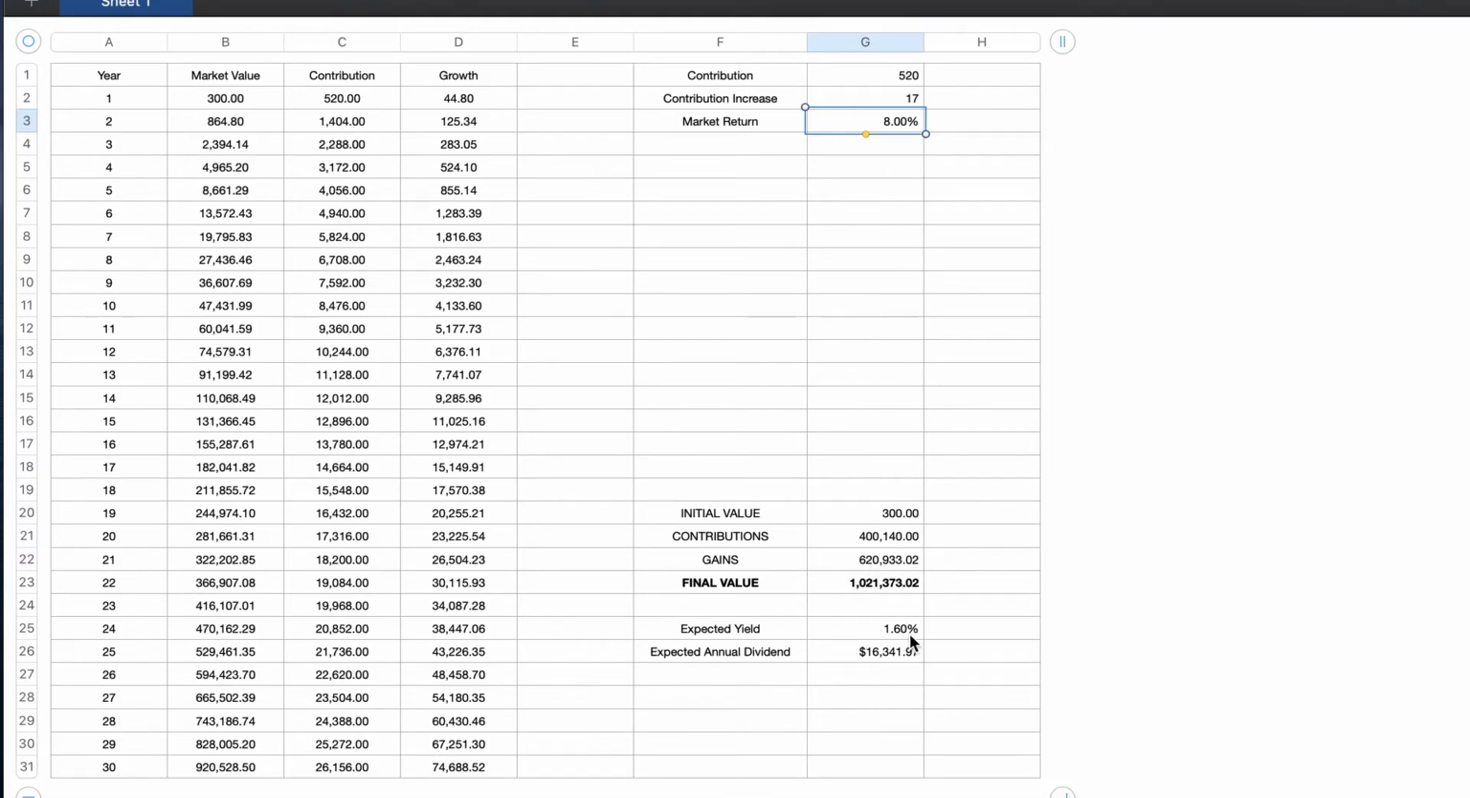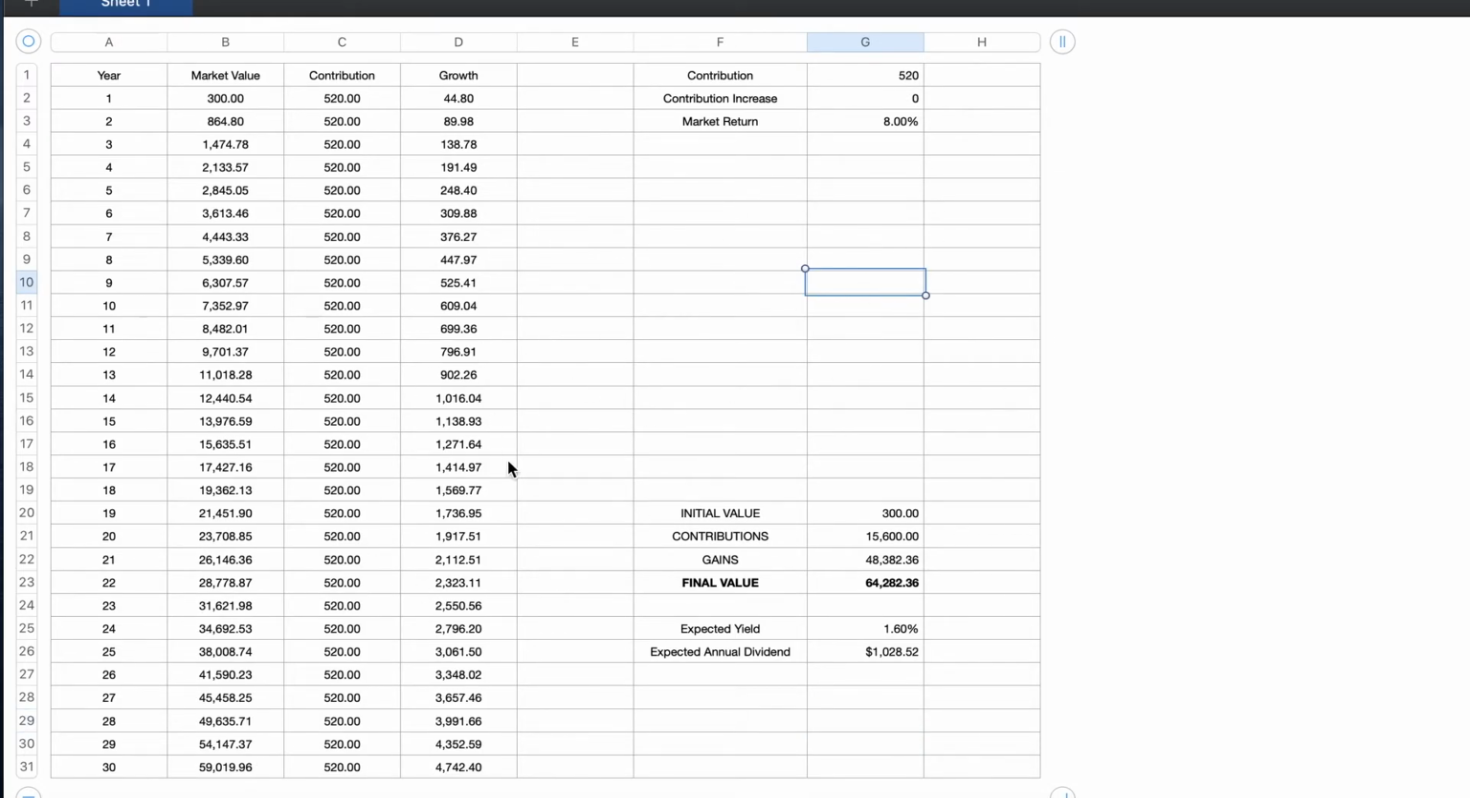And at a 1.6% dividend yield, we would get about $16,000 per year. But if we switch this to a 3.5% portfolio, a higher yielding portfolio, that would give us around $35,000 in annual dividends. So there you go. That's how a simple forecast works.